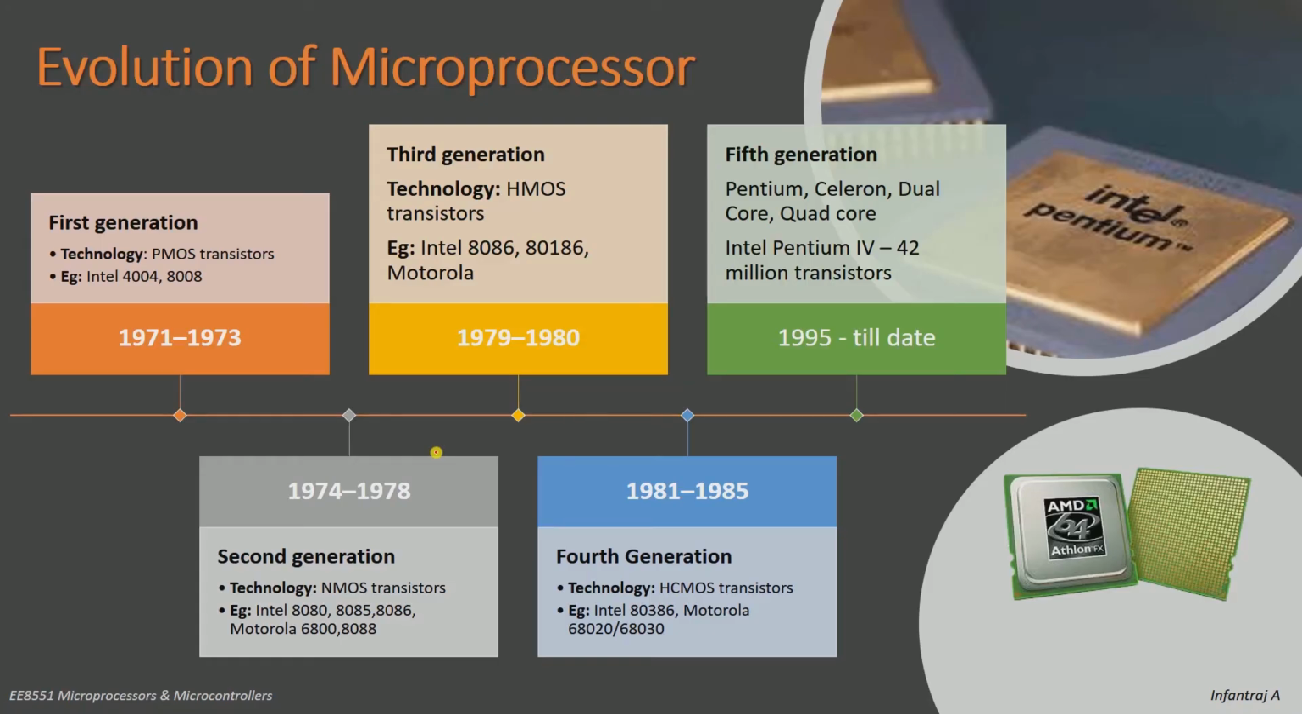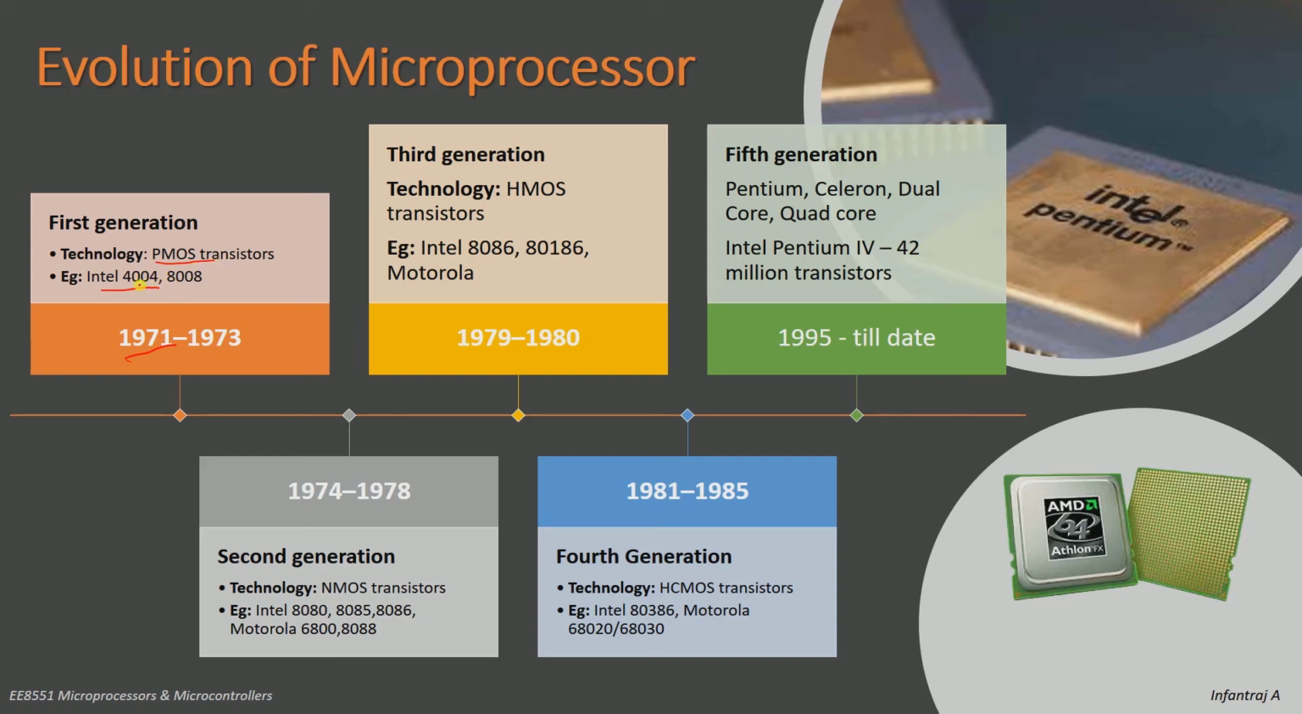Now moving on to the evolution of the microprocessor. In the beginning of this presentation, I started with the evolution of computation systems. Here I am talking about the evolution of the microprocessor. The evolution of integrated circuits started in the 1960s, and 10 years later, in the year 1971, Intel manufactured the first microprocessor, called the Intel 4004. The technology used for this microprocessor is PMOS.